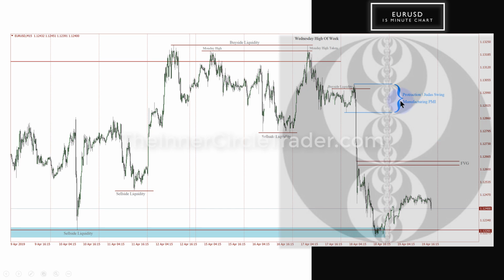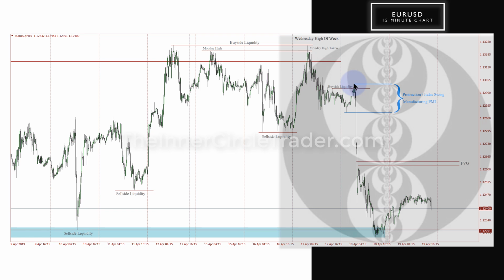But we had a market protraction here, Judas swing, ran buy-side liquidity right above these equal highs, so it absorbed liquidity here and engineered liquidity on the upside. Breakout artists buying on a breakout, and it was all done on the basis of the manufacturing PMI.